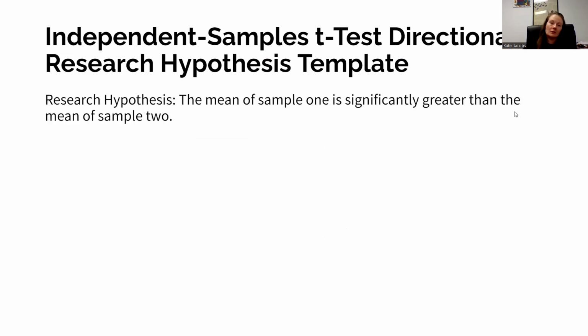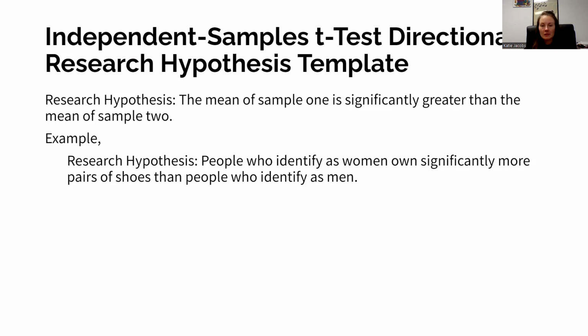So we can translate these symbols into words, and I have a template for you. So if we want to write this out in words, we'd write out the words research hypothesis, put that colon, and then the mean of sample 1 is significantly greater than the mean of sample 2. Again, you still have to insert the different variables from your study, but this is the basic format that you would use. You would just make it fit what study you're doing. So for example, research hypothesis: people who identify as women own significantly more pairs of shoes than people who identify as men. So if you wanted to test stereotypes about shoe purchases, you could do that.